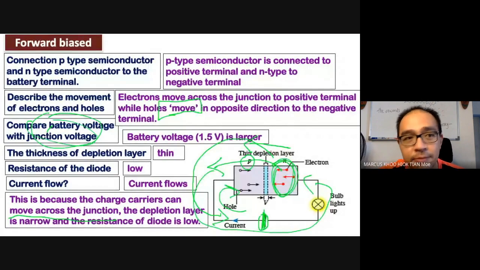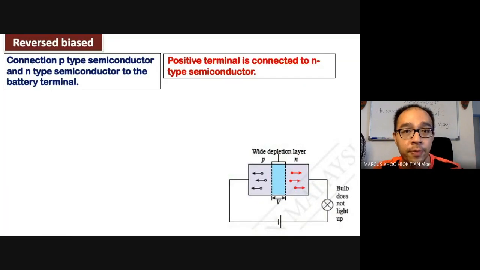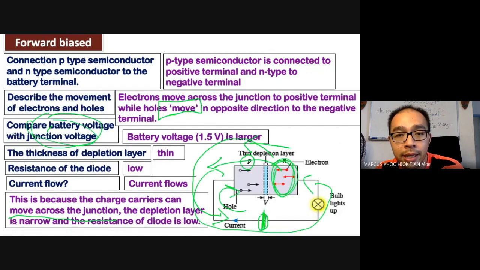Okay, reverse bias. Reverse bias is exactly the same thing, but in the other direction. The connection is now different. The positive terminal is now connected to the N-type semiconductor. Let's think about this. If the positive terminal is connected to the N-type, the electrons are always going to move towards the positive terminal, just like in forward bias.